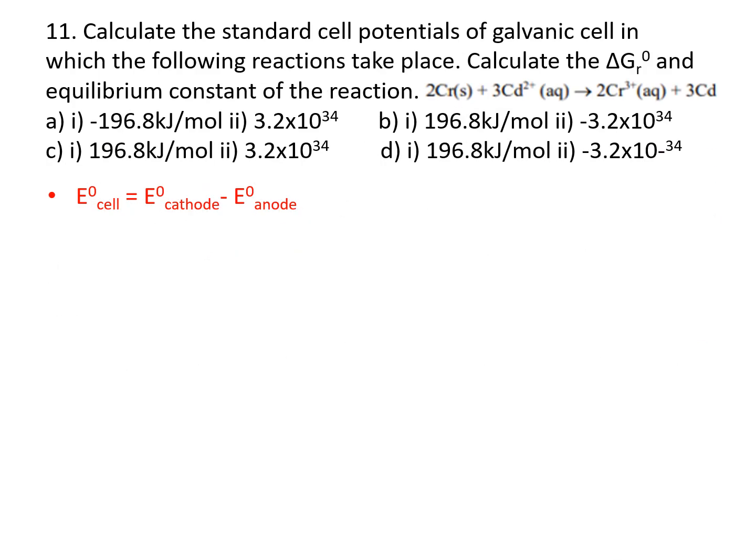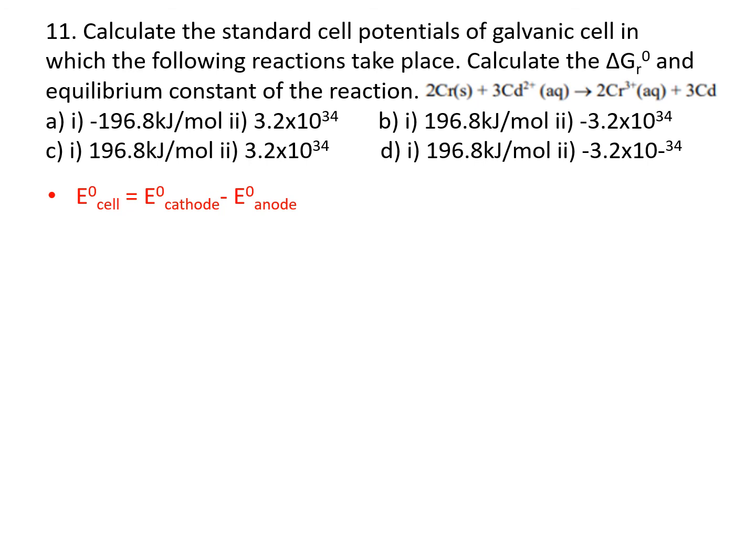So the next sum is: calculate the standard cell potential of the galvanic cell in which the following reaction takes place. Calculate the Gibbs free energy and the equilibrium constant of the reaction. They are asking for both the Gibbs free energy and the equilibrium constant. The reaction is given and some options are also given.